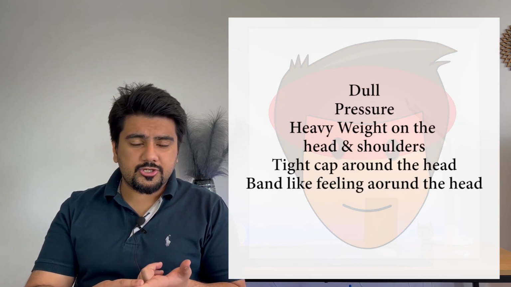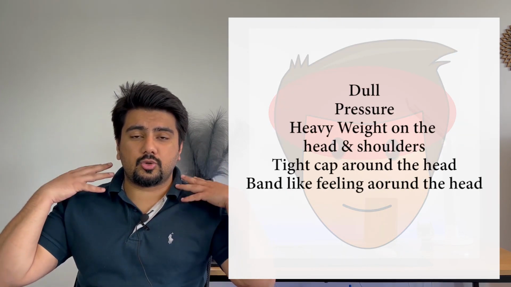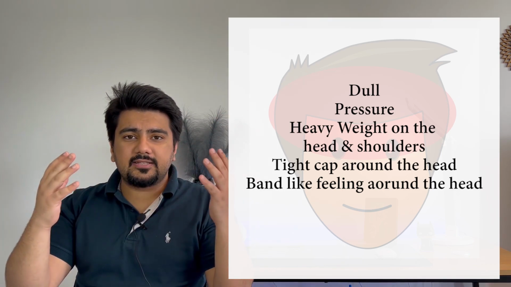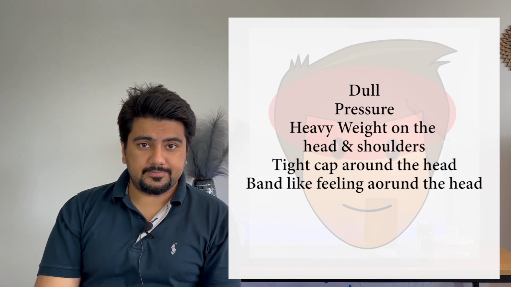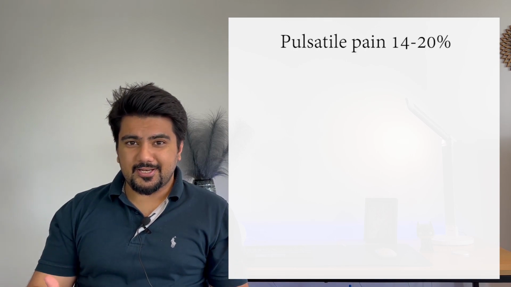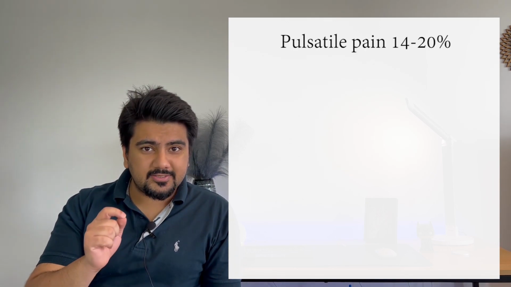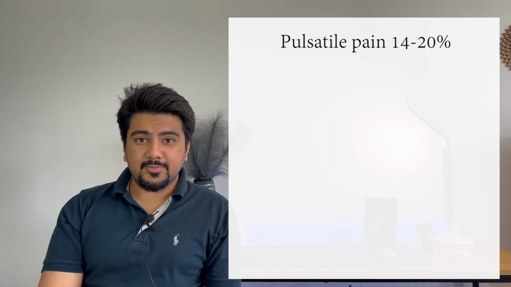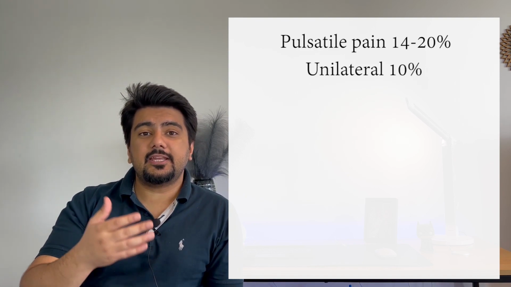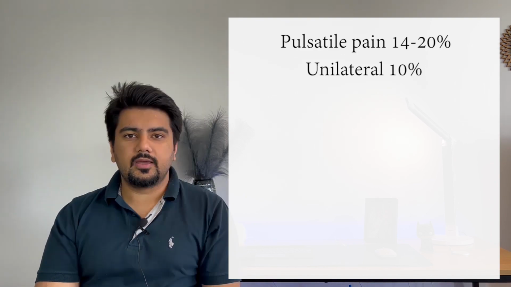Patients will describe a bilateral non-throbbing headache, and the character of the pain is going to be described as a dull pressure, heavy weight on the shoulders and on the head, a band-like or a tight cap around the head. Remember that 14 to 20% of these patients can also have pulsatile pain as well, and then 10% of patients will have this pain in a unilateral distribution. The most important examination finding that you can do in these patients is looking for pericranial muscle tenderness.